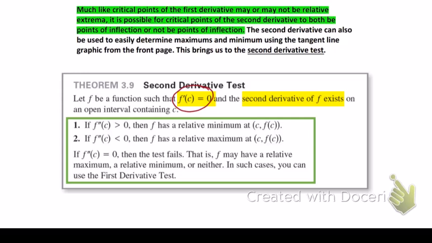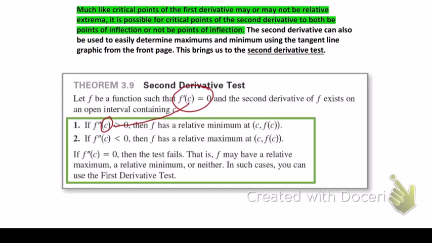Look what we're doing. What are we plugging into our second derivative here? C. This is not a critical number for the second derivative. It's the critical number for the first derivative. Watch out. This will bite you. We're talking about the same C here. So if the second derivative evaluated at point C is greater than 0, then we got a relative minimum. So we could just skip to a second derivative test for minimums and maximums.